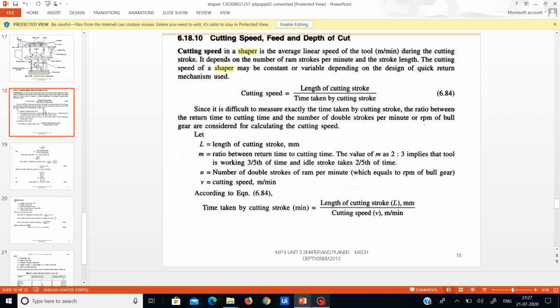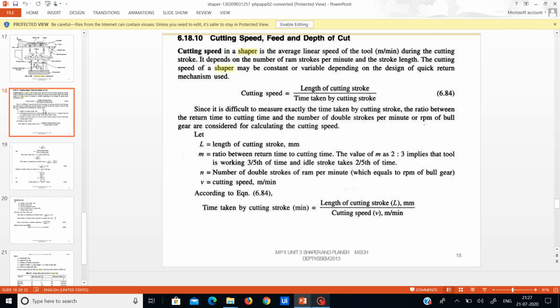Okay, let L be the length of the cutting stroke. M is the ratio between the return time to cutting time. The value of M as 2:3 implies the tool is working 3/5 of the time of the ideal stroke, and the return takes 2/5 of the time. Okay, M you can calculate like this.